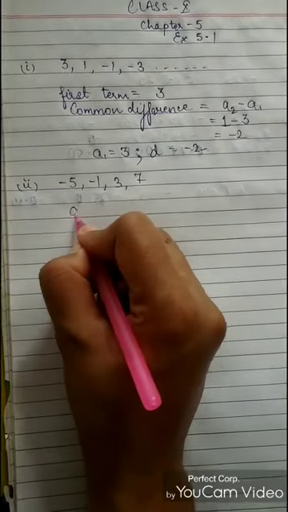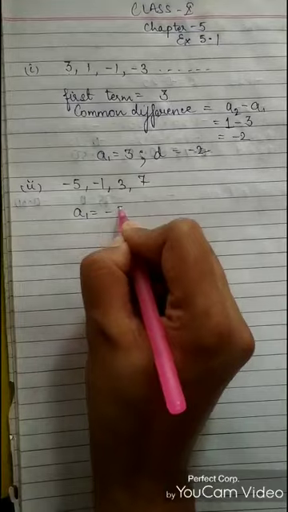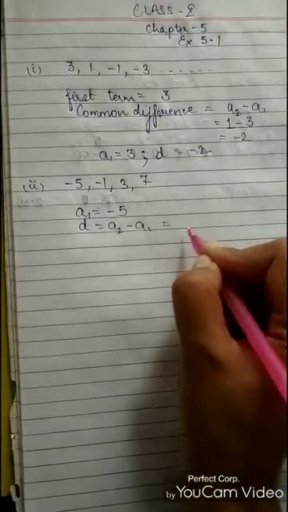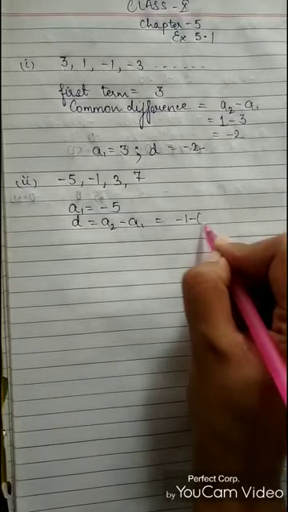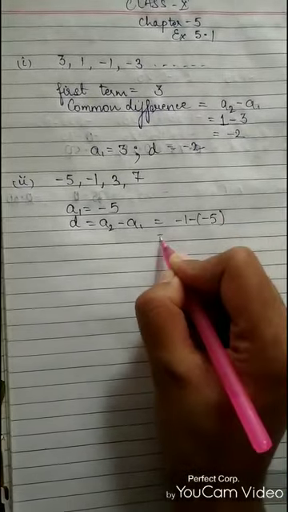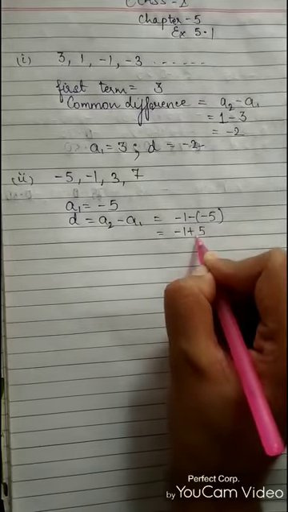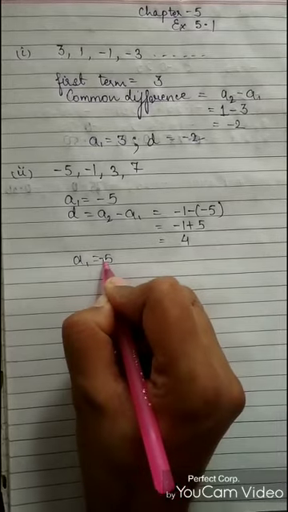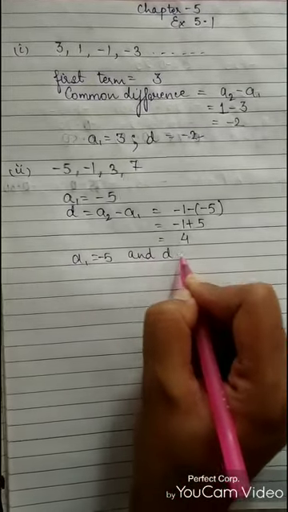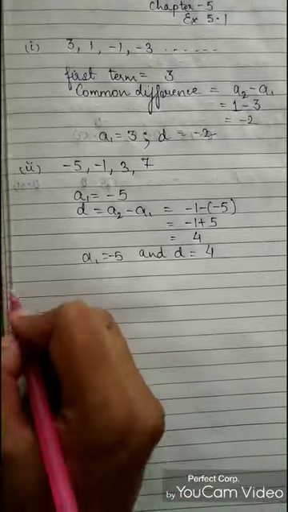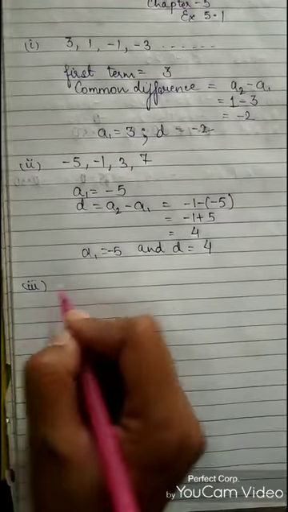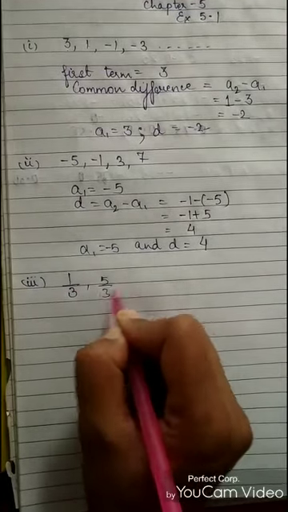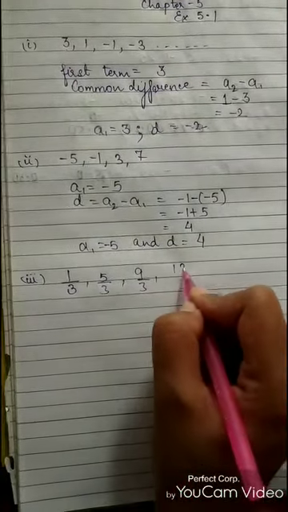Here the first term is A1 is minus 5, and your D is A2 minus A1. That means minus 1 minus 5. That means minus 1 plus 5, 4. So your A1 is minus 5, and D is 4. Next, third, 1 upon 3, 5 upon 3, 9 upon 3 and 13 upon 3.